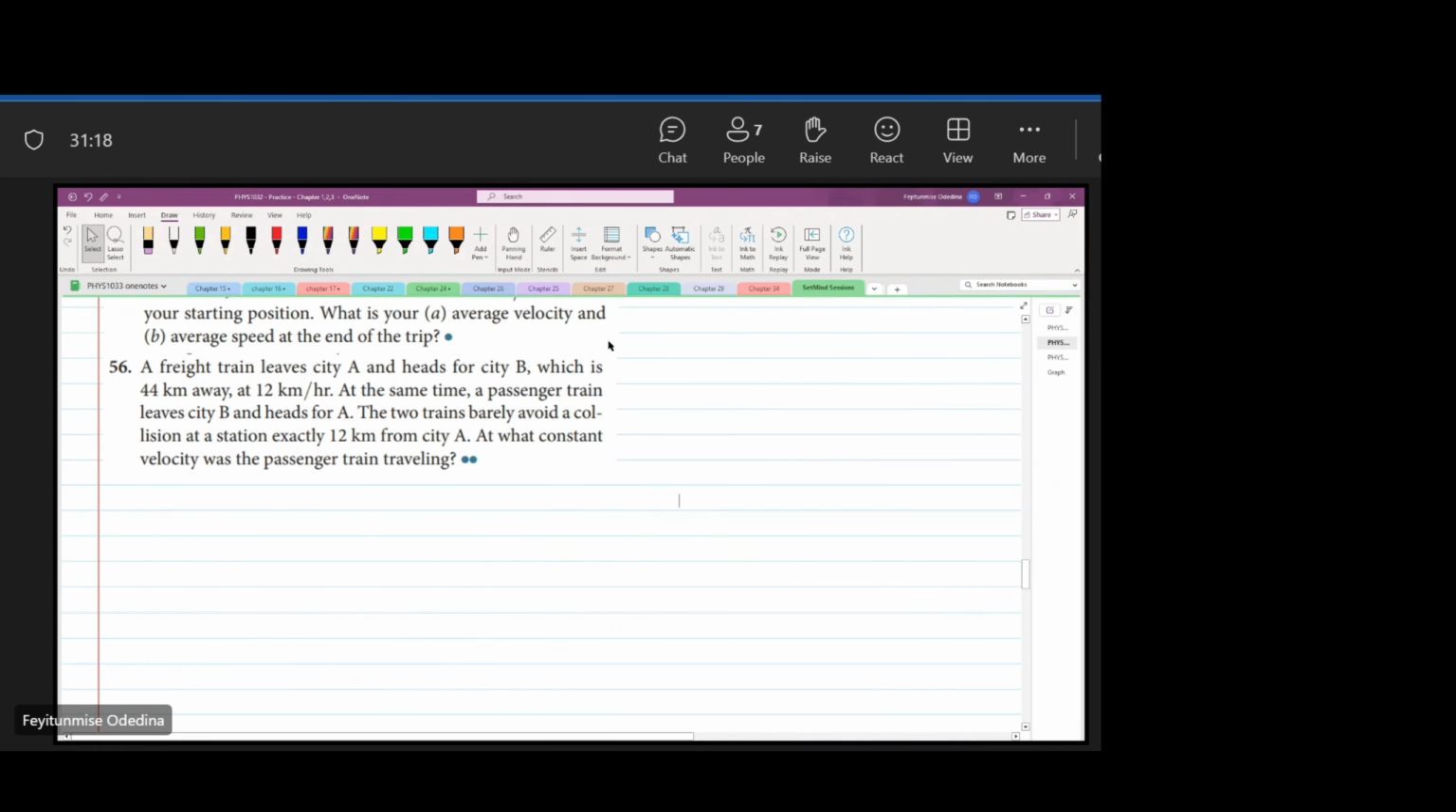So the question goes as follows. A freight train, which is basically a cargo train, leaves city A and heads for city B. In this case, they're giving us the distance as 44 kilometers. So city B is 44 kilometers away from city A. And they give us the speed at which the train moves of 12 kilometers per hour.